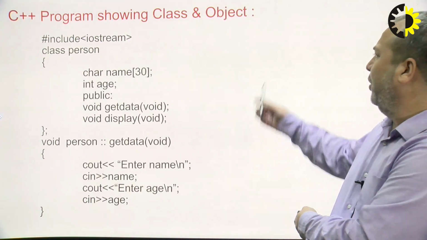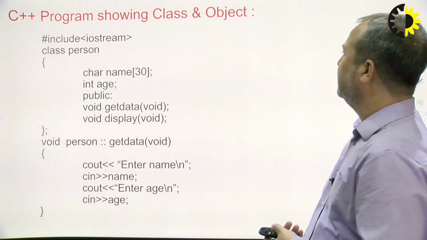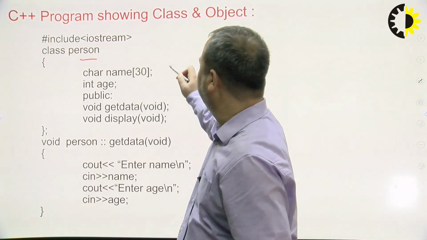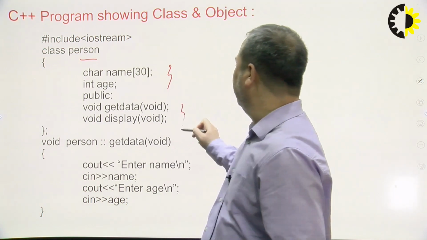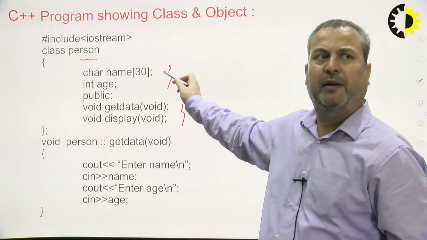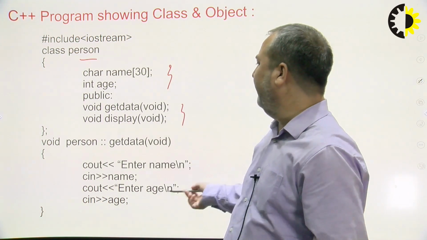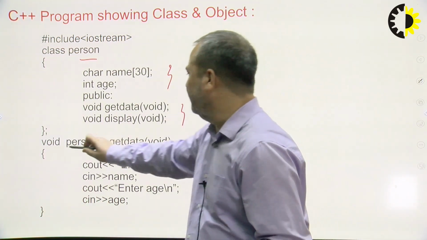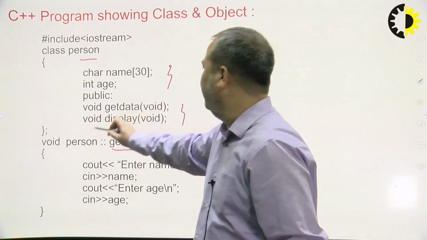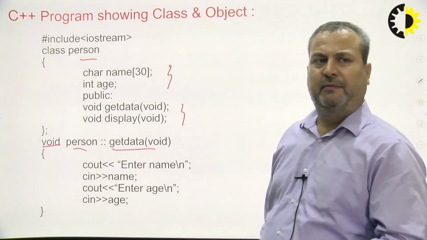These are applications, and this is a simple C++ program showing class and object, right? We have created a class person, with some data like name and age, and these are the functions, get data and display, which can use only the variables name and age. This is the syntax if you are going to define functions: first the return type of the function, void, then the class name, person, scope resolution operator, and so on.